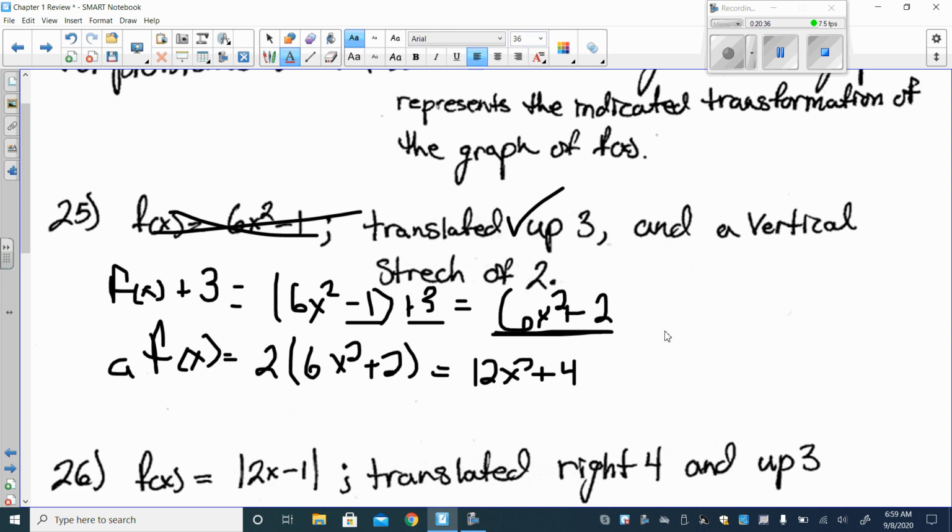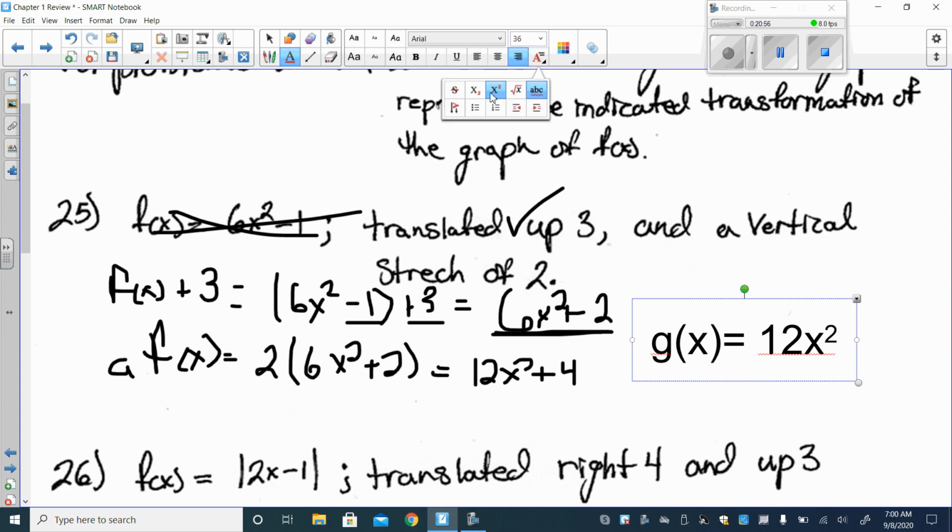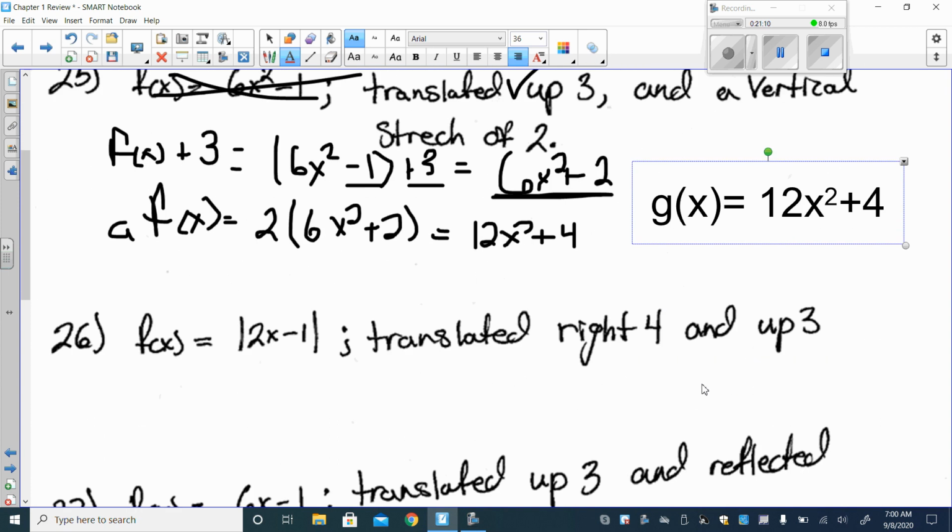So our new function, which we'll call g of x, or on the test, as long as you have the new one circled, whatever your final function is, we'll have 12x squared plus 4. And that's it. So really what we want to do is one of these at a time.